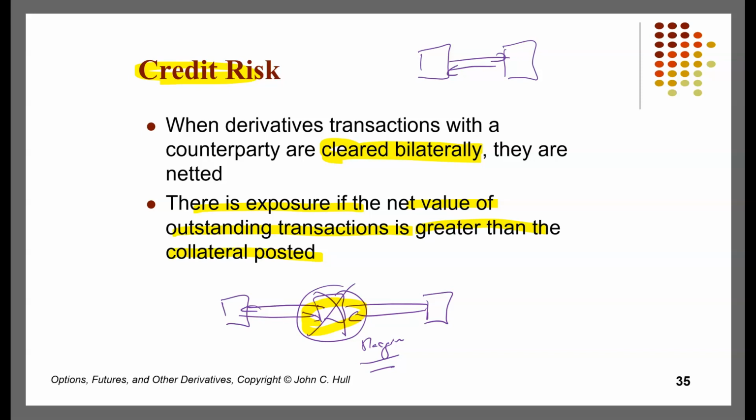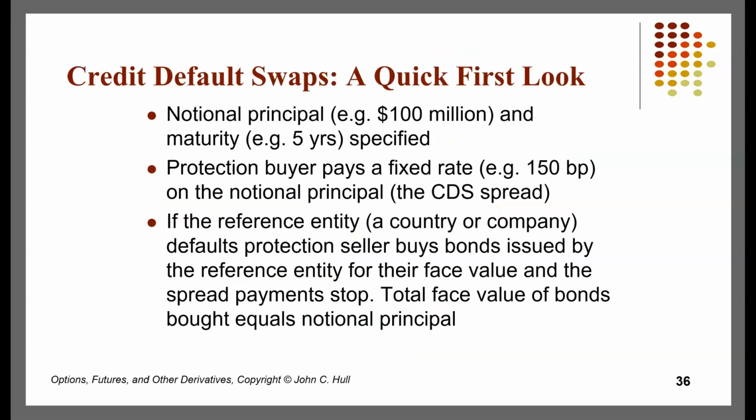Okay, so what can you do to deal with credit risk? You can engage in a credit default swap. A credit default swap is essentially an agreement between two parties where a payment is made in the event of the occurrence of default. So we're going to have a notional amount that's specified, and a maturity that's specified. The default swap is going to offer protection to the buyer, and he's going to pay a fixed rate.